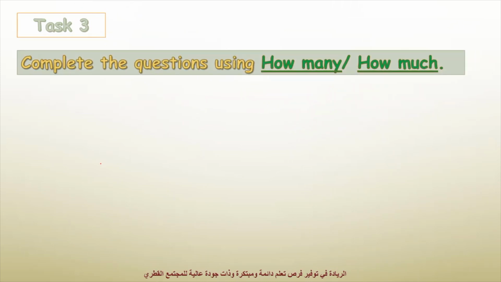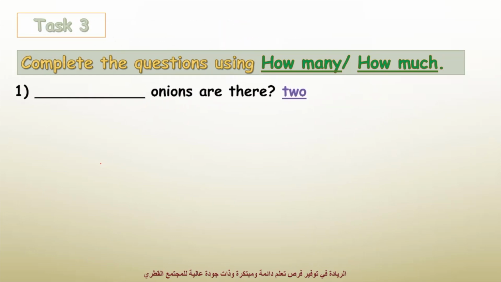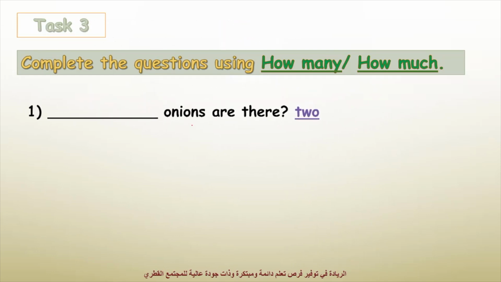Let's move to task number 3. In this task, you will complete the questions using how many or how much. Don't forget how many for number and how much for the quantity. Onions are there. The answer is 2. So which one should be here? How many or how much? I think how many because I have a number in the answer. So the question will be how many onions are there? Because the answer is 2. So I'm asking about a number.